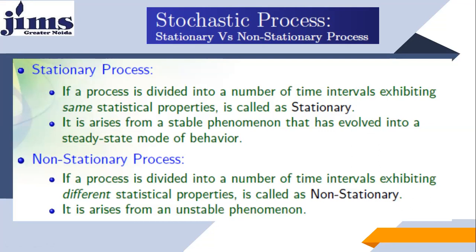If you shift the time, change the time interval, and their statistical properties are the same, they come in the category of stationary process, or that random process is called stationary process. And if their statistical properties change with your change in time period, time scale or time intervals, then it comes in the category of non-stationary. That type of random process is called non-stationary.